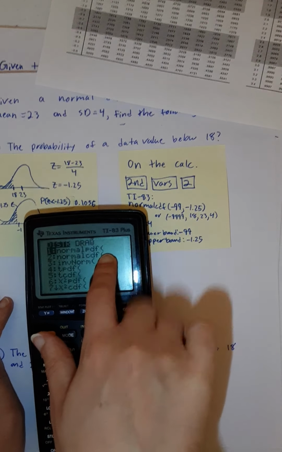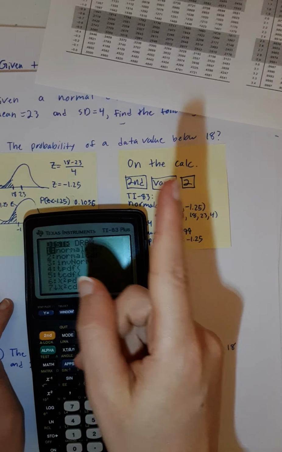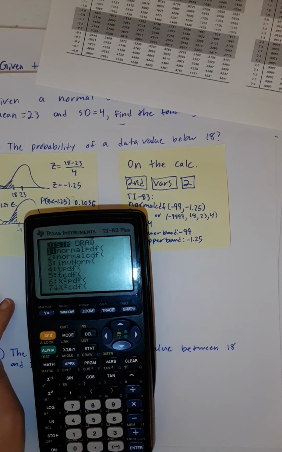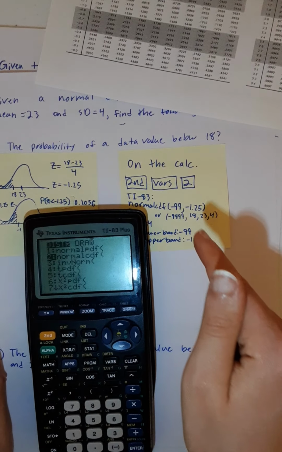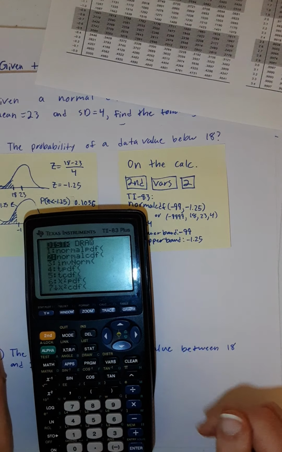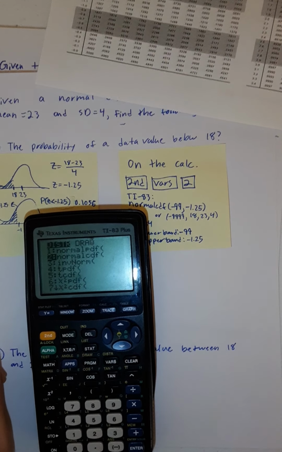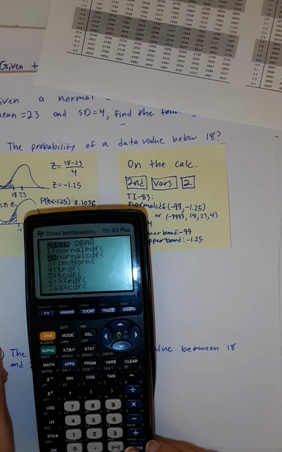We're not ever really going to use normal PDF in this class. That asks for the probability of having exactly one value. So what's the probability of having exactly negative 1.25 as a z-score? And it turns out when you have a continuous function, like normal distributions are, or a continuous distribution, I should say, that probability is always 0 because there's infinitely many possible values. And so getting a specific one is so unlikely that we say it's 0. We can actually prove it's 0 using calculus, but I'll save you that.